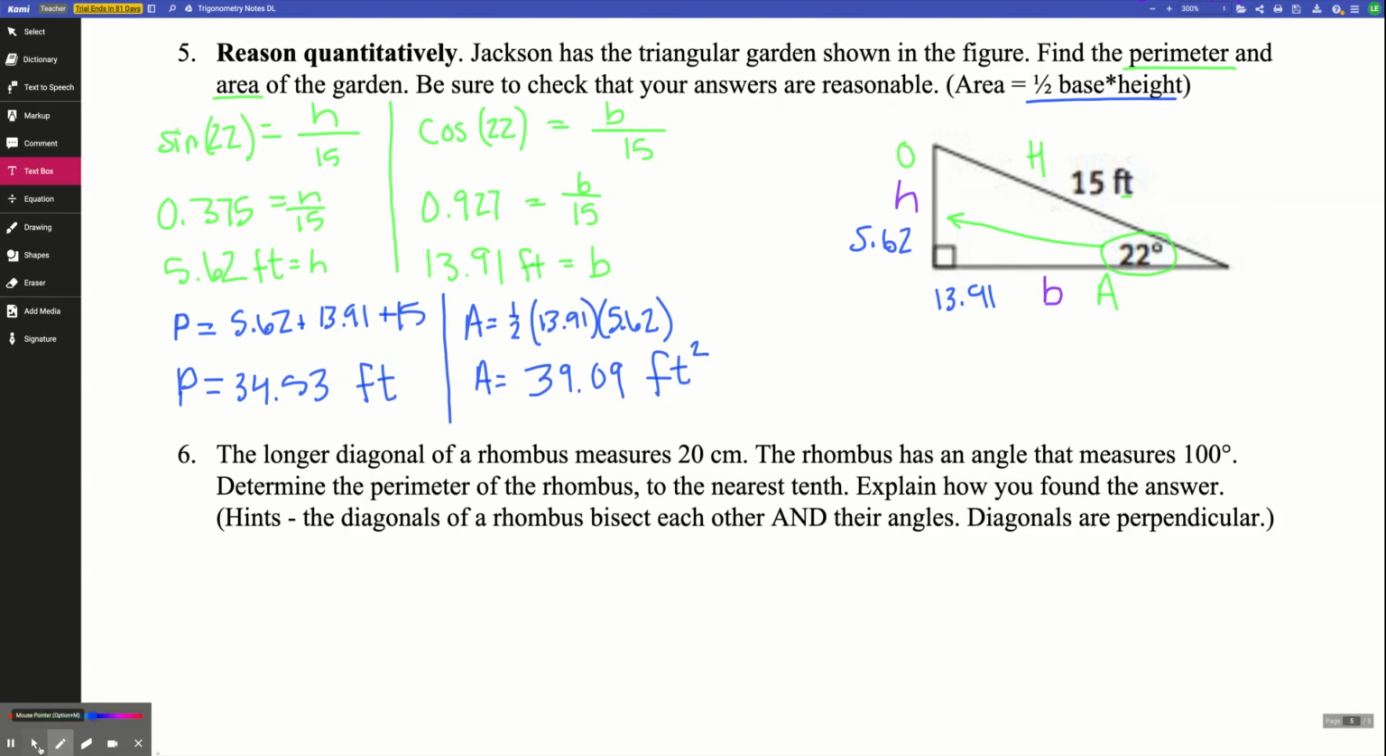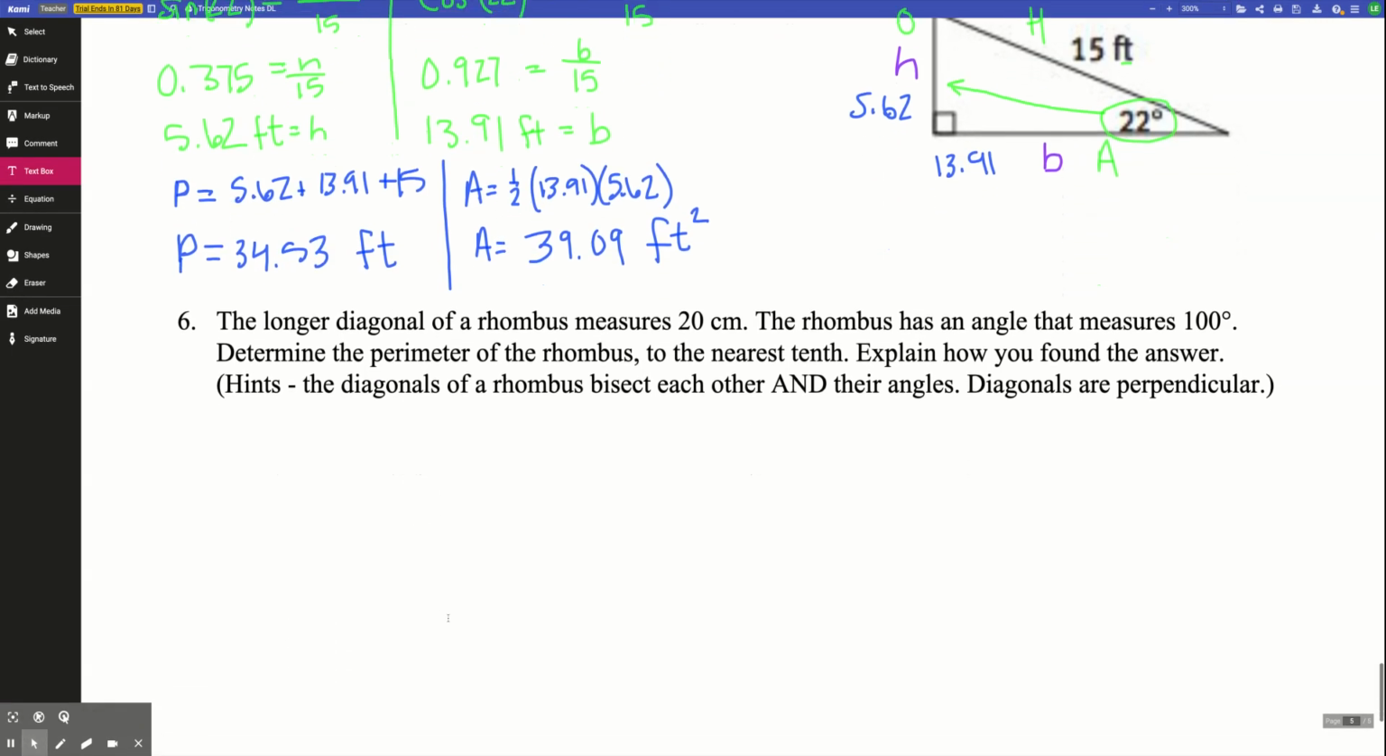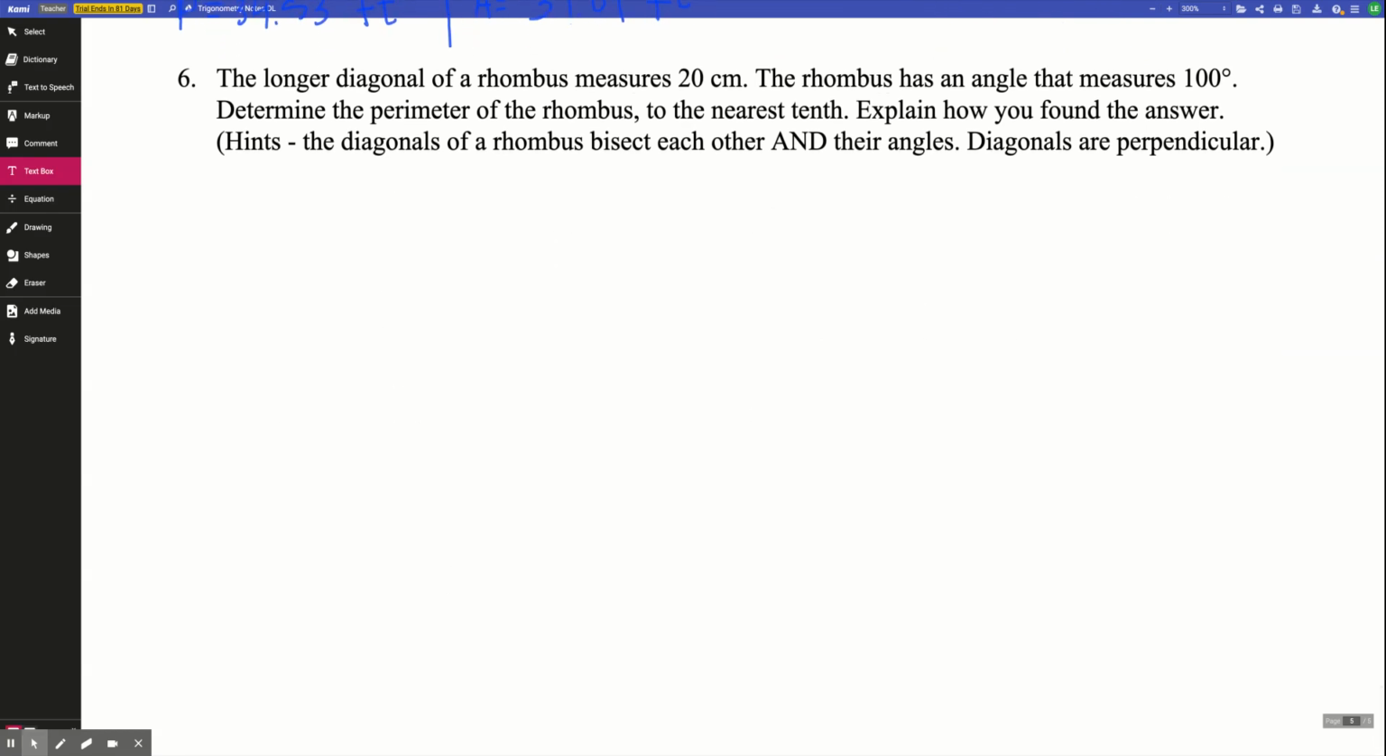All right, so let's take a look at the last one here. So with this one, I'm going to help you draw the picture. Okay, and then after that, I'm going to see if you can set the trig up and actually go through and solve the problem. Okay, so let's take a look at this. This says the longer diagonal of a rhombus measures 20 centimeters. Okay, so they're telling me I'm dealing with a rhombus, so I'm going to go ahead and draw one.